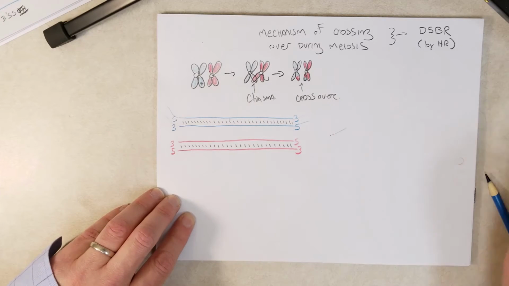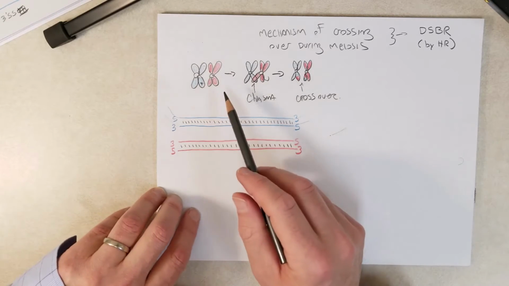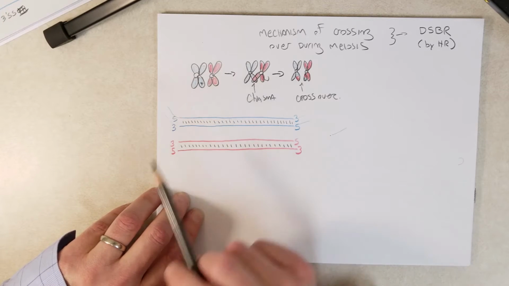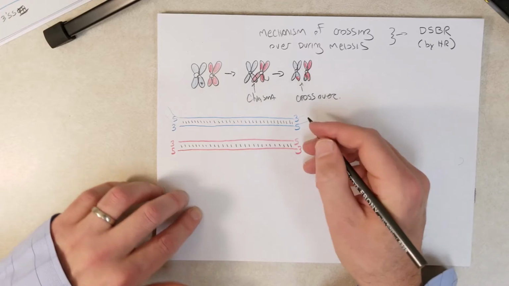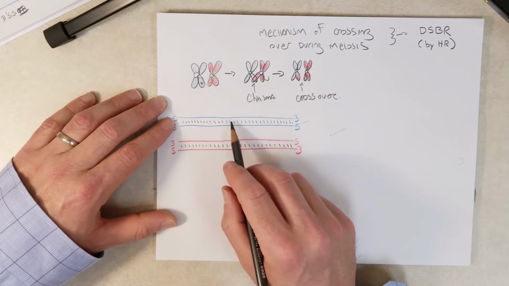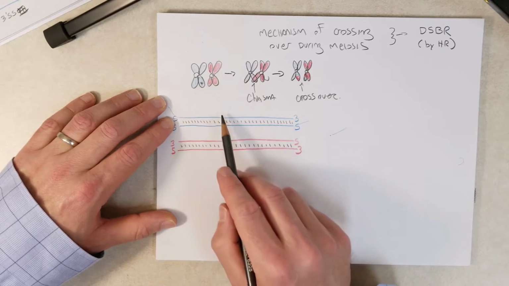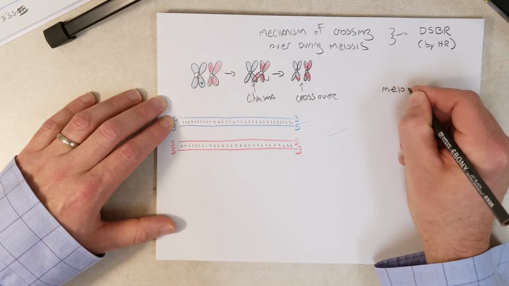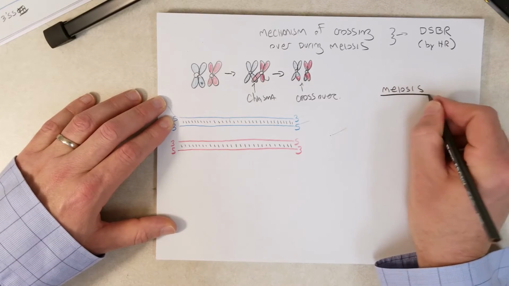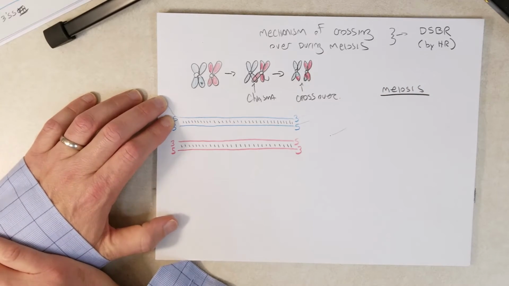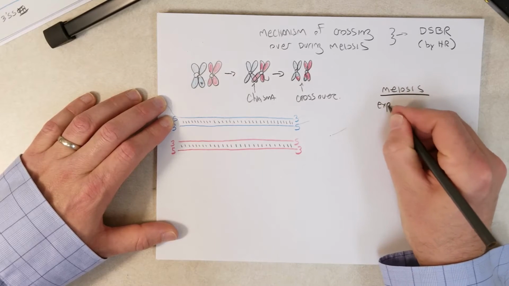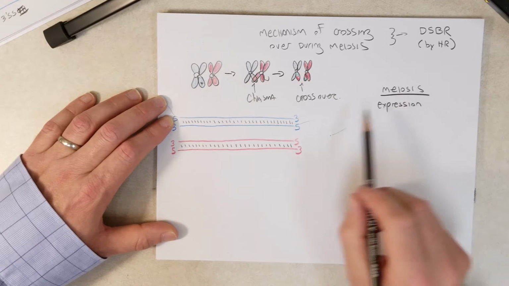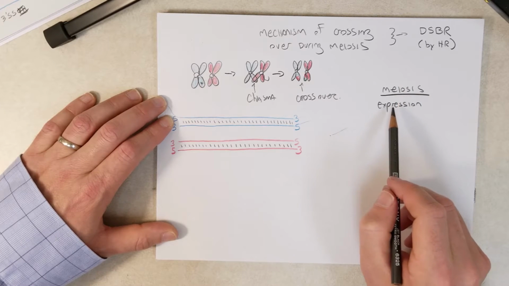Now, in order for crossovers to occur between homologous chromosomes during meiosis, we need double-strand breaks to occur. So let's focus in on this one right here. Let's assume the double-strand break occurs here. And how does that occur? Well, double-strand breaks are normally really bad, but during meiosis, the double-strand breaks are programmed. They happen randomly, or it's thought that at least semi-randomly, and they're caused by an enzyme called SPO11.